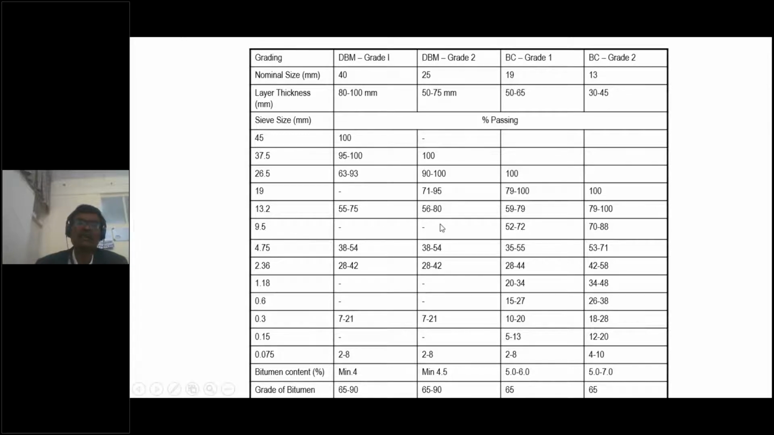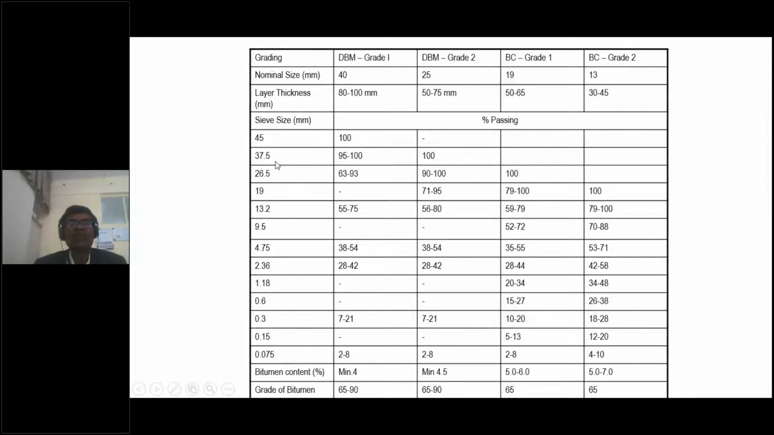Another important aspect, many times, we do in the gradation maintenance. I was telling, gradation is very, very important. I've seen many, my friends in the field. So these are the typical gradations for DBM, BC, and this is how it comes for all the pavement layers. So what the gradation means, there is a particular size, let's say 26.5, 90 to 100%, 19, 71 to 95%, 13.2, 56 to 80%. Let's say like that it goes.